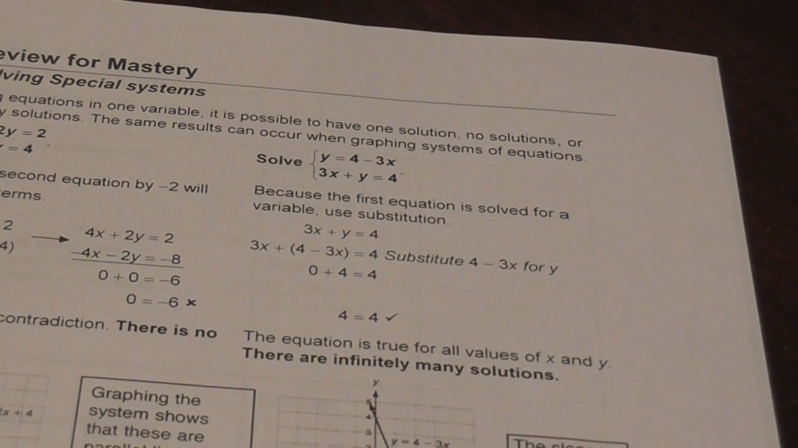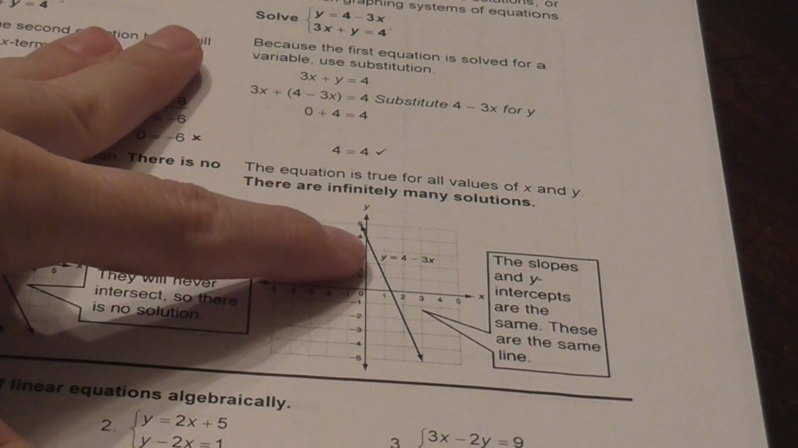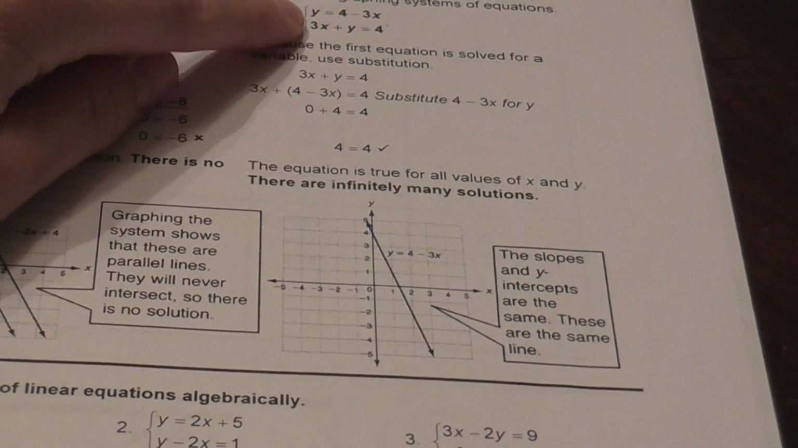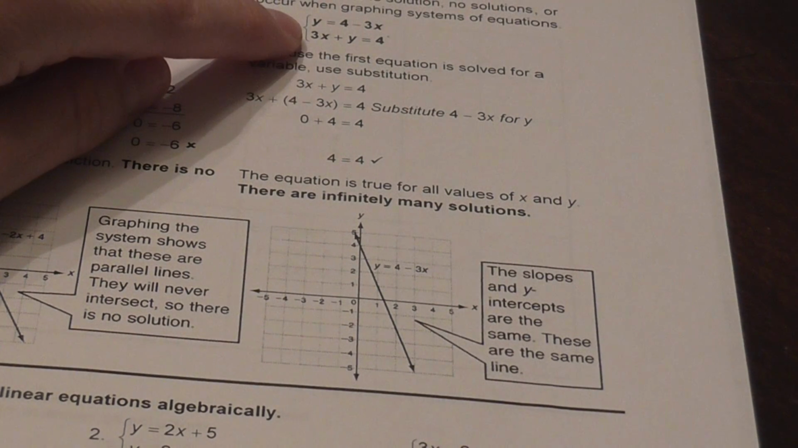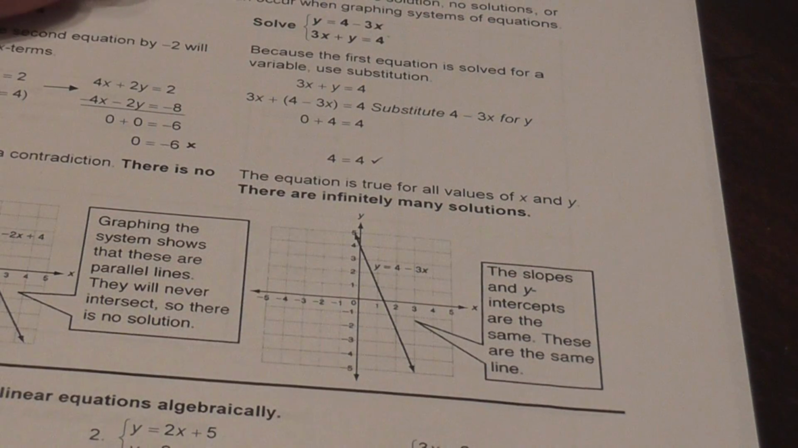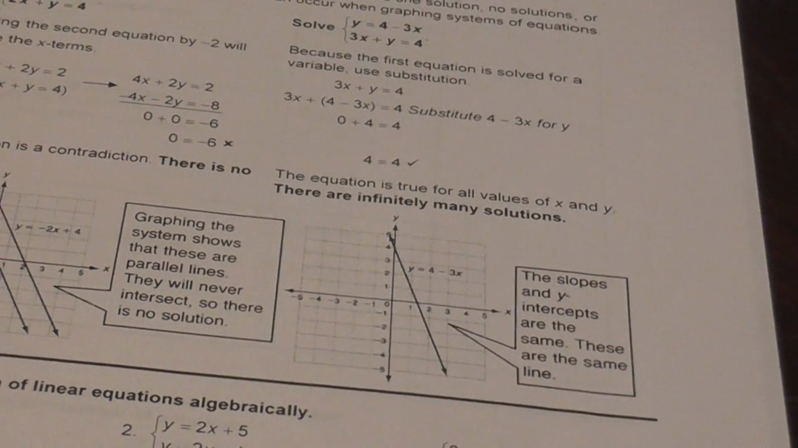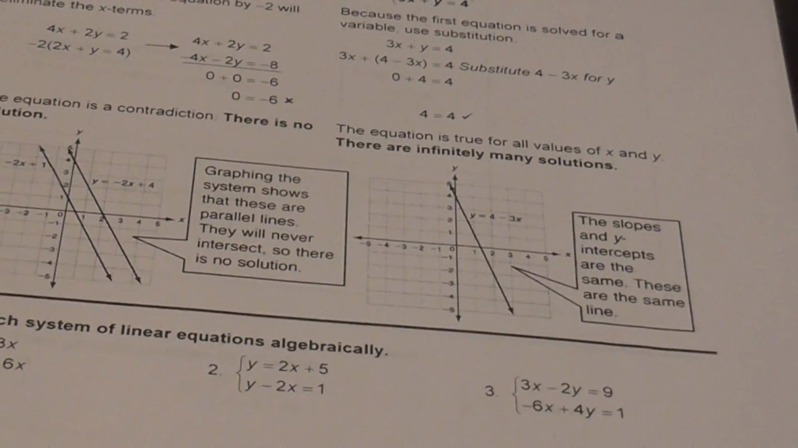So again, to check your work, you could graph the two lines, and you end up graphing the exact same line. In fact, if you just subtracted the 3x from both sides over here, you would see that they would be the exact same y equals mx plus b formula of 4 minus 3x. So that's how you end up with the exact same line, or infinitely many solutions. Every solution on that line counts.